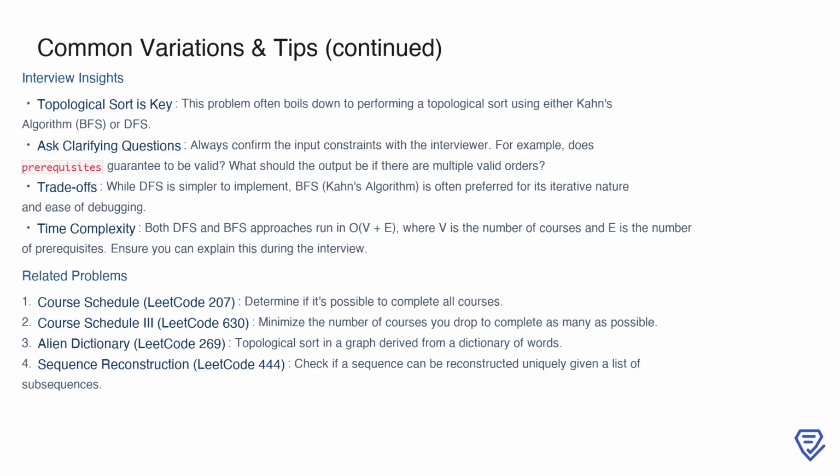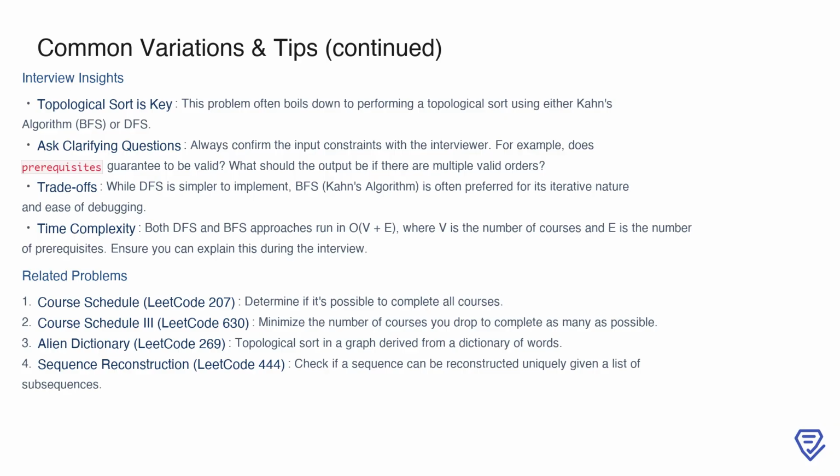When choosing between BFS and DFS, each has trade-offs. While DFS is often simpler to write, Kahn's algorithm is iterative and typically easier to debug, as it explicitly tracks indegrees and processes nodes with 0 indegrees. Be prepared to discuss the time complexity of your approach. Both DFS and BFS achieve a runtime of O(V + E), where V is the number of courses and E is the number of prerequisites, so make sure you can explain this clearly.